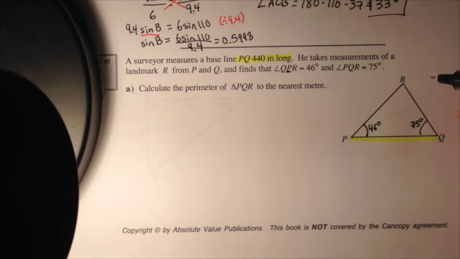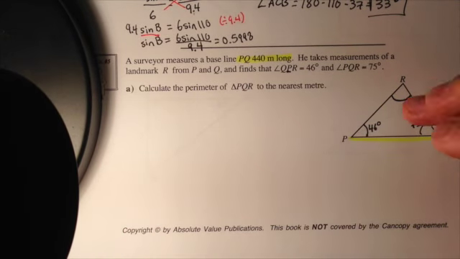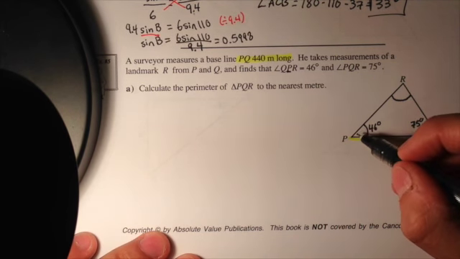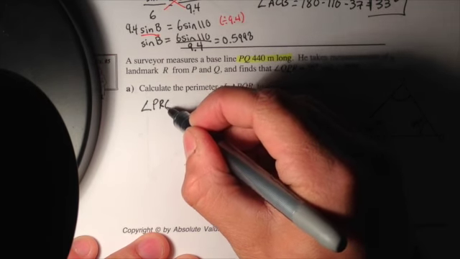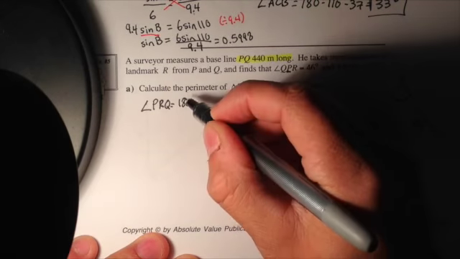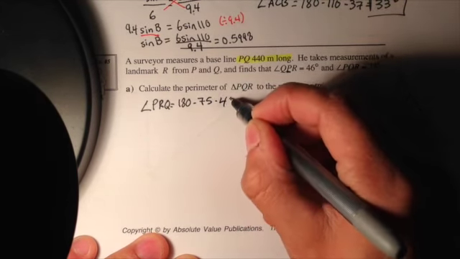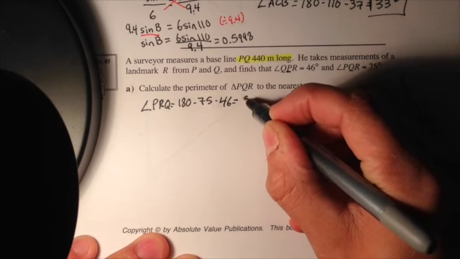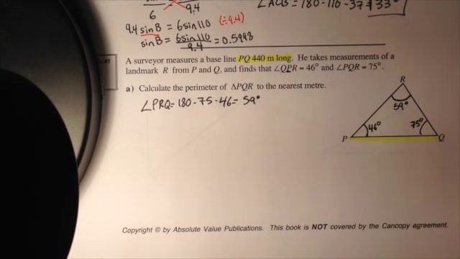Okay, so right away that gives us a third piece of information. That gives us our third angle, because we know that these two angles and this unknown angle need to add up to be 180. So that will give us angle PRQ. Angle PRQ is going to equal 180, subtract 75, and subtract 46, which would give us an angle of 59 degrees. And so now we know that that angle is 59 degrees.